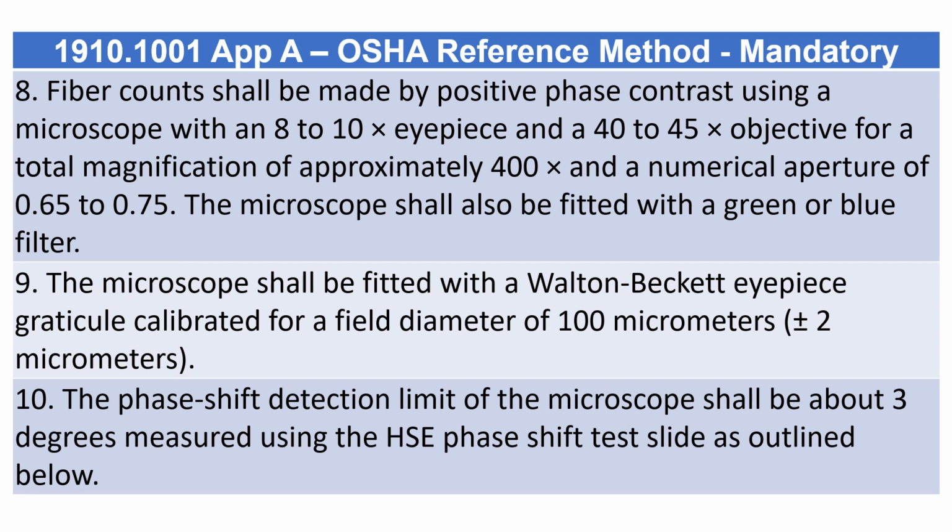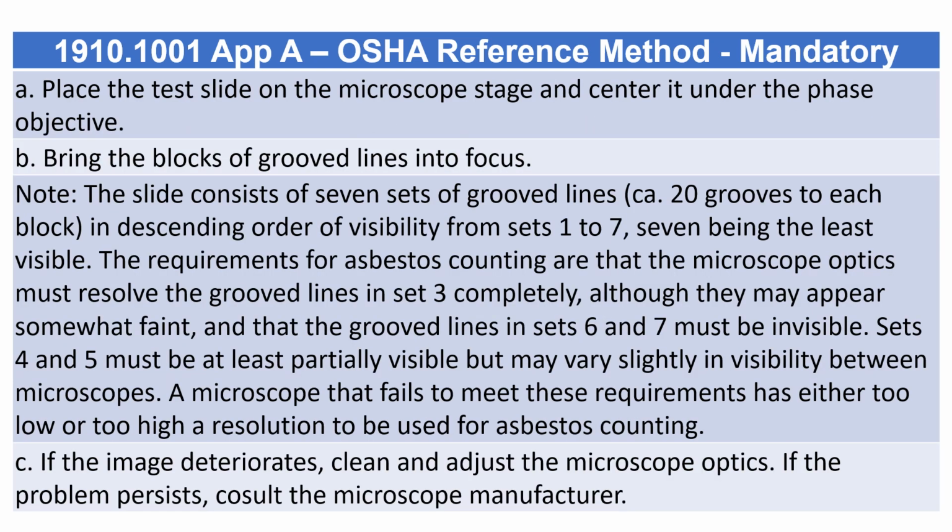10. The phase shift detection limit of the microscope shall be about 3 degrees measured using the HSE phase shift test slide as outlined below. A. Place the test slide on the microscope stage and center it under the phase objective. B. Bring the blocks of groove lines into focus.